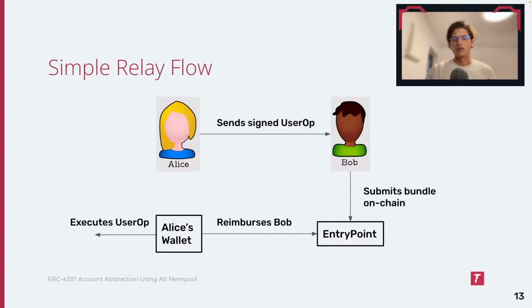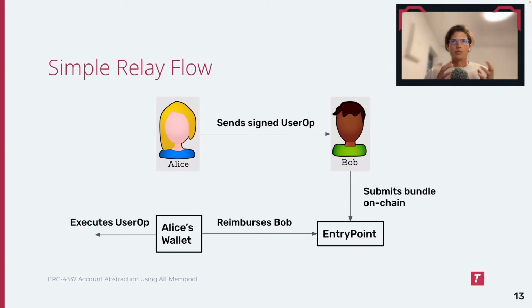Alice's wallet, in a first step, verifies that this user op is allowed to be executed inside of the wallet, and Alice then reimburses Bob through the entry point, and then the user op is executed.